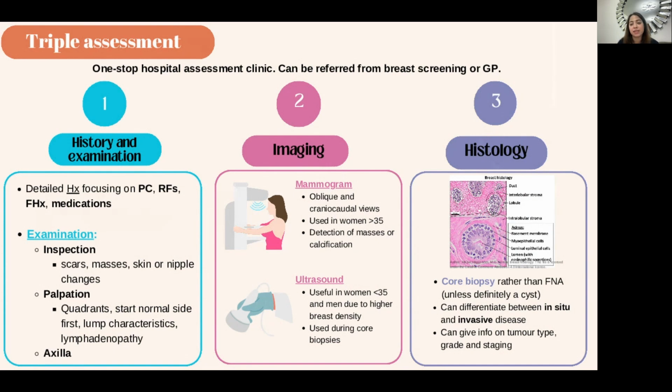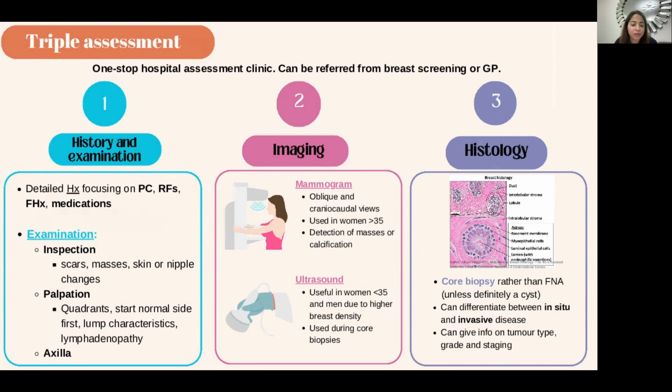And when you're palpating, it's really important to be systematic. Rather than just going in and feeling around without knowing where you're starting and where you're finishing, it's really important to have quadrants and start on the normal side so that you have something to compare to. And if you do feel a lump, it's really important to understand if it has poorly defined borders, if it's moving, if it's fluctuant, if it's feeling hard, etc. And of course, don't forget to have a feel in the axilla just to see if there are any lumps or any changes in the lymph nodes there.